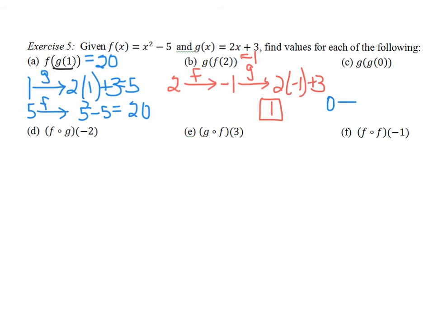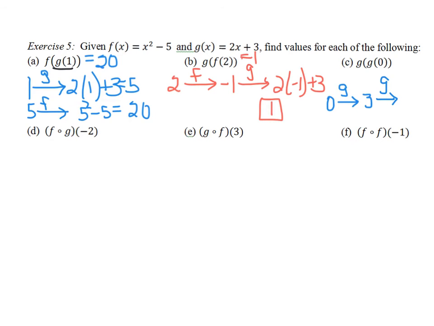You'll notice that we use the function g first, so we substitute 0 in for x in the g function. 2 times 0 plus 3 gives me an answer of 3. But then we recognize that the outside function is also g. So we reuse the very same function again, but this time we substitute 3 into the function g.